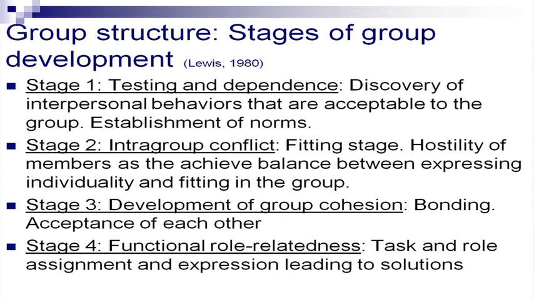Okay, group structure, the stages of group development. Now different people have given different stages. One set of stages has been discussed by Lewis in the book on organizational communication. According to Lewis, the first stage is testing and dependence, discovery of interpersonal behaviors that are acceptable to the group. So right in the beginning we establish norms, we test waters, we figure out how dependent we will be on people, how dependent we will be on the environment and on whom, and how dependent they are on us. Depending on that, we decide whether to move on to the next stage or not.